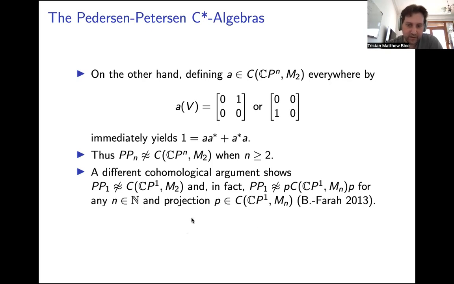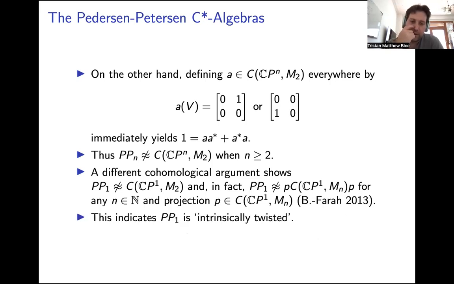This is some work I did with Farah in 2013. In a sense, what this really indicates is that PP1, at least, is intrinsically twisted. There really is no way of untwisting it in any reasonable way and then cutting down by a projection. This just does not happen. So the bundles you use to define them, or the vectors you use to define them, really are necessary. They're somehow intrinsic to the C-star algebra. There we go.